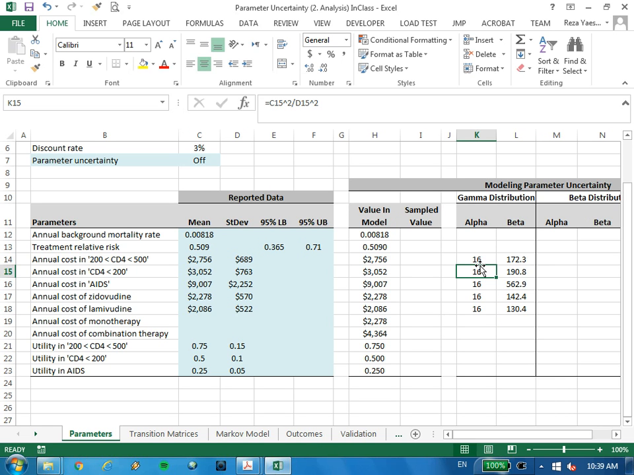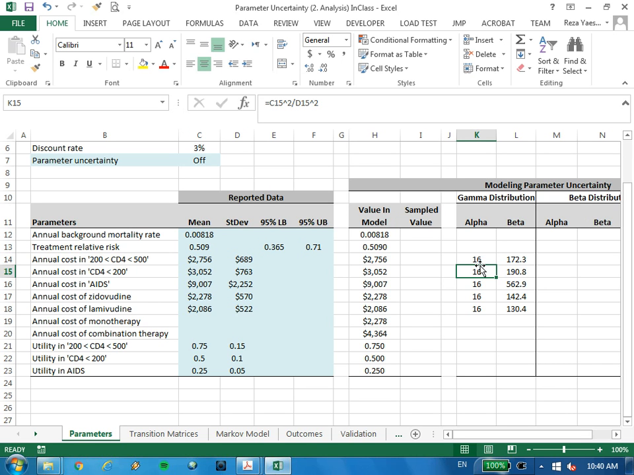So again, imagine that you have this data set of all these patients. You can extract the cost of, for example, being in a state CD4 between 200 and 500. You have the data to estimate the sample mean of the cost, and you can also calculate the standard deviation using your data set. Now, recognizing that patients have different costs while they're in this state, we want to randomize the cost that we use in our model.